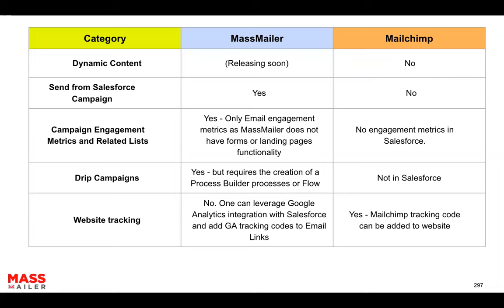Website tracking, currently our MassMailer does not have any website tracking, but you can rely on Google Analytics and use their standard app to integrate with Salesforce and track it that way. That's possible. Mailchimp does have tracking code that they provide. You can add it to the website, and then you can actually track the website visitors so that you can learn who is visiting a page, how long they're on that page, and other aspects of those visitors on your website can be tracked using Mailchimp.